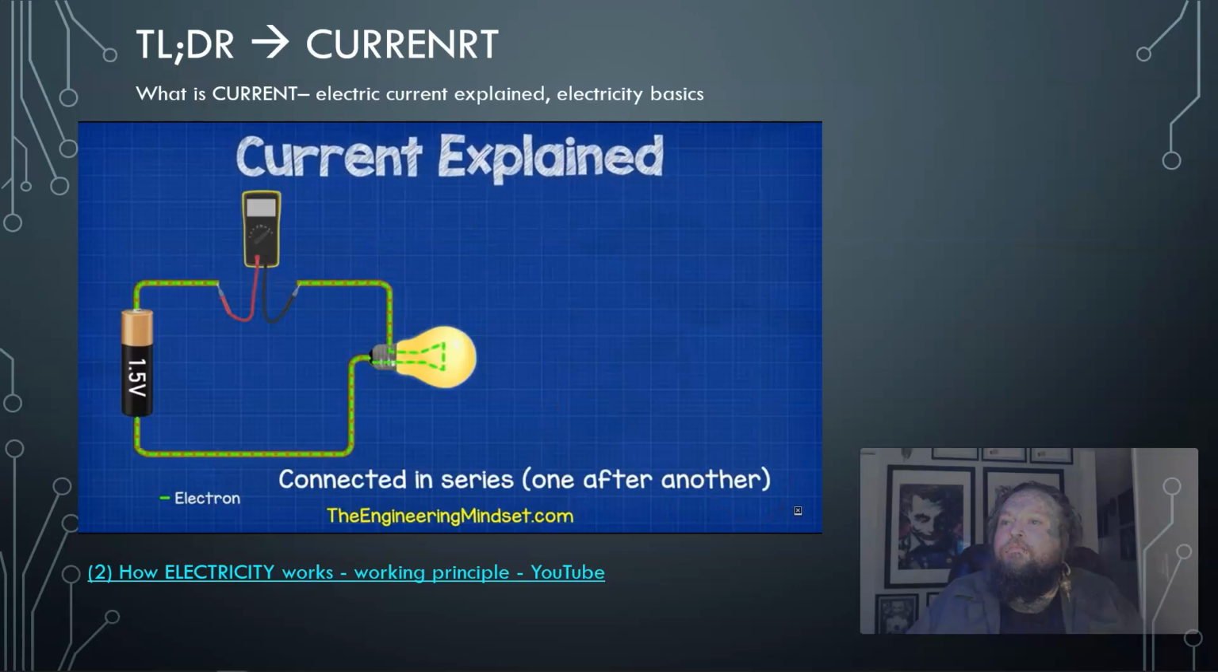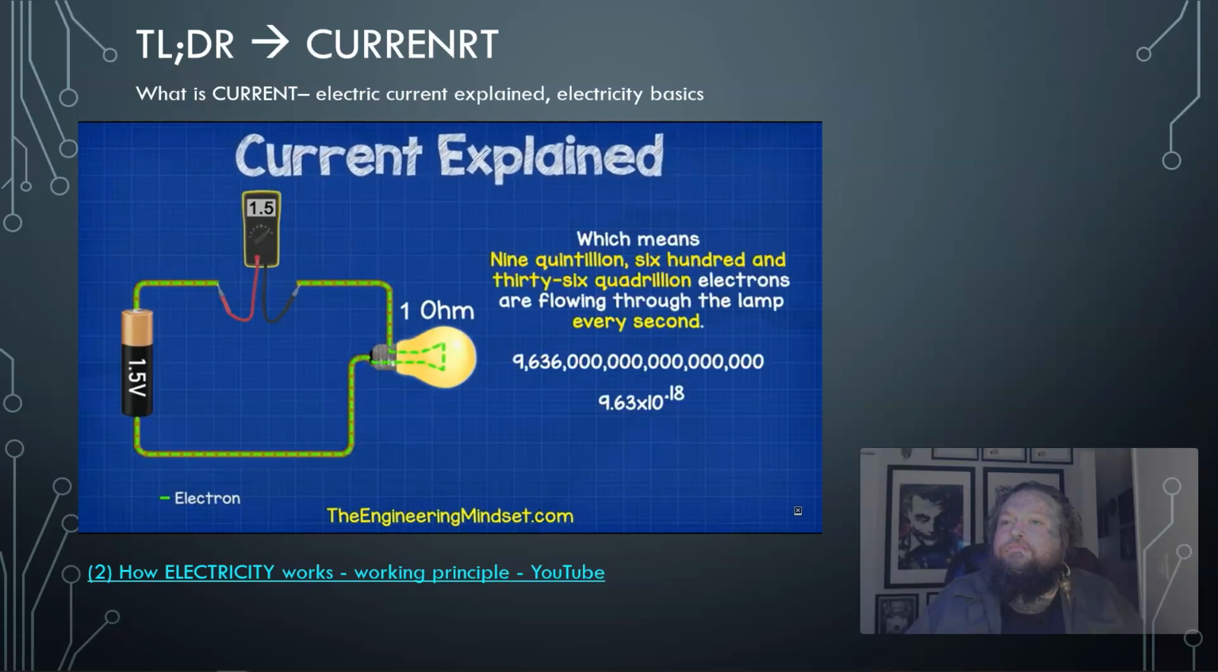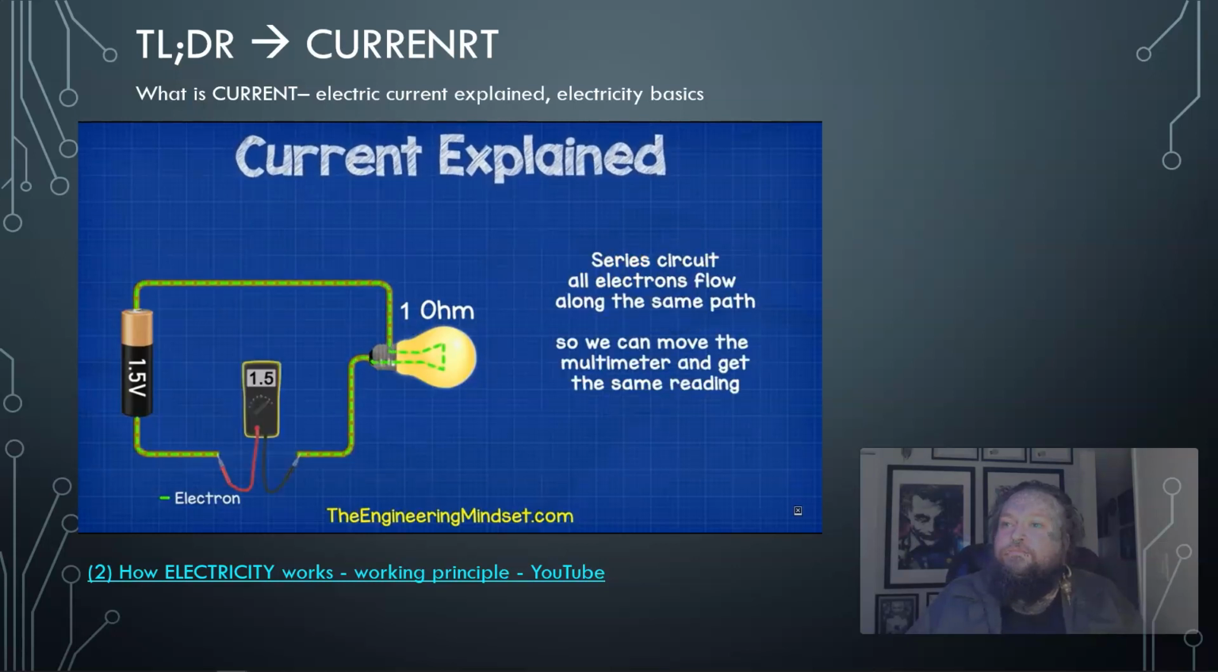If we connect a lamp to a battery in series, then we can measure the current using a multimeter by connecting it in series. If we connect this 1.5 volt battery and this lamp, which has a resistance of 1 ohm, then we get a current reading of 1.5 amps, which means 9,636 quadrillion electrons are flowing through the lamp every second. Because it's in series, all the electrons in the circuit are flowing along the same path. So that means we can move the multimeter to here and we get the same reading.